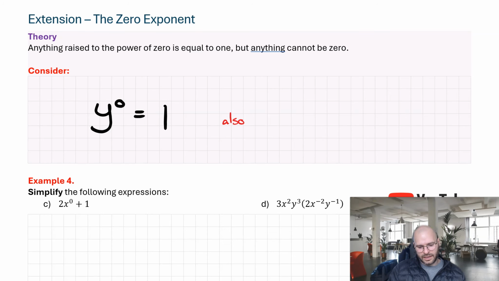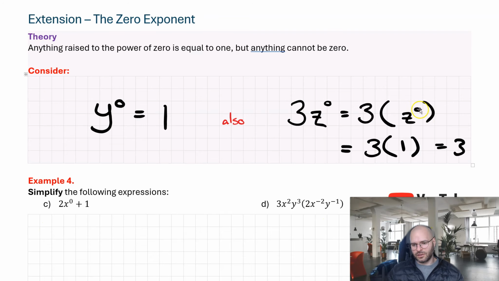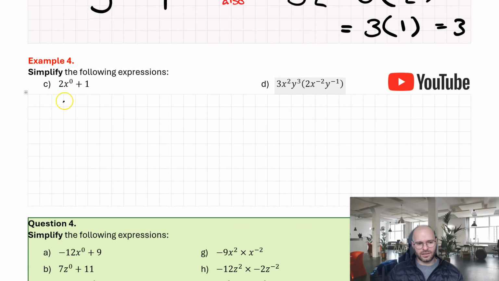In addition to this, suppose we look at something a bit more complicated. Suppose we have, let's say, 3z to the power of 0. Then by that extension as well, we're going to have 3 in brackets z to the power of 0, which in turn is going to turn into 3. Because remember, anything raised to the power of 0 becomes 1, provided anything is not 0, so we're not allowed to do 0 to the power of 0.